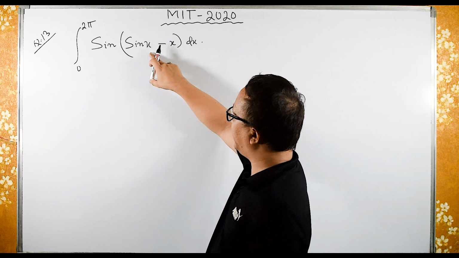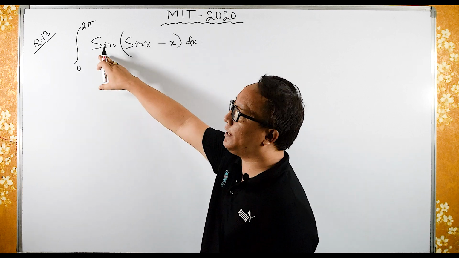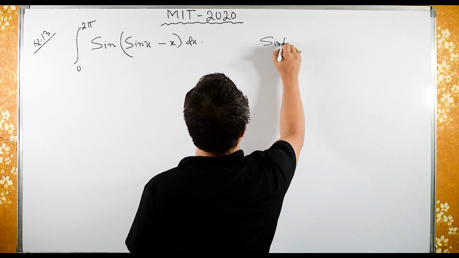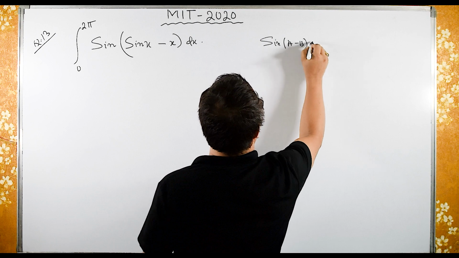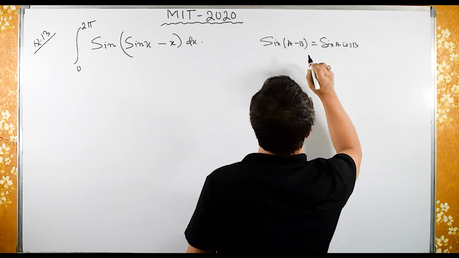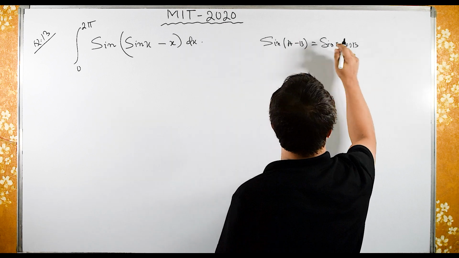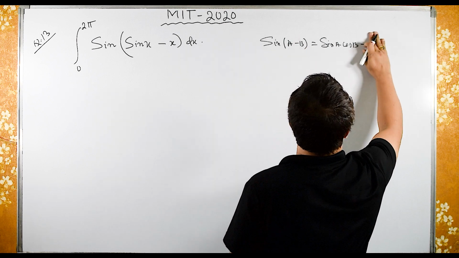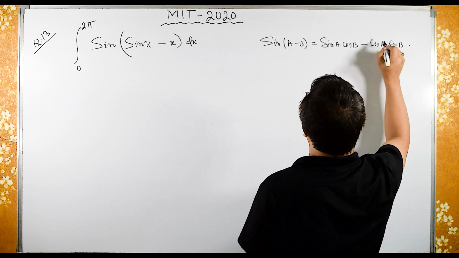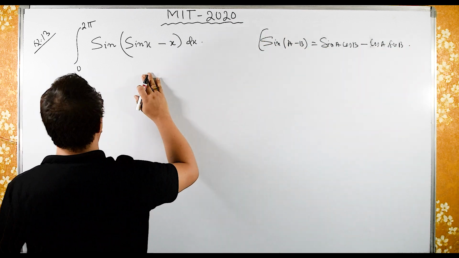We consider this as A and this as B, by applying sine A minus B. We have the sine of A minus B formula, which is the same as sine A cos B, and if it is minus, then minus cos A sine B. Okay, now let's apply this formula.